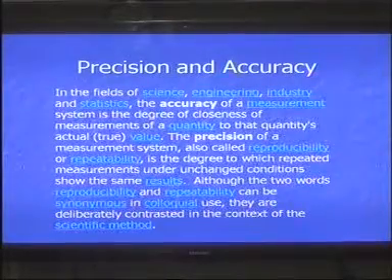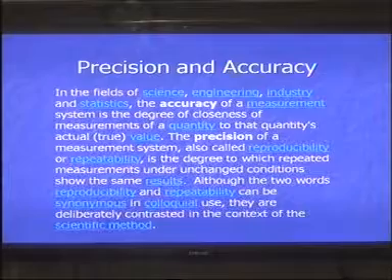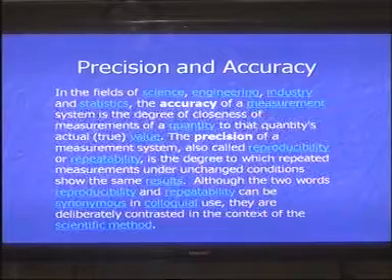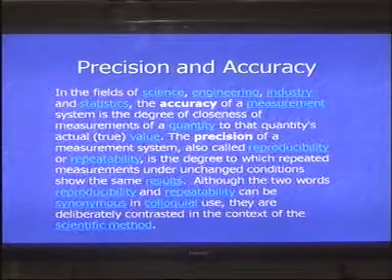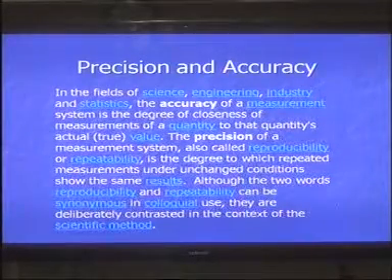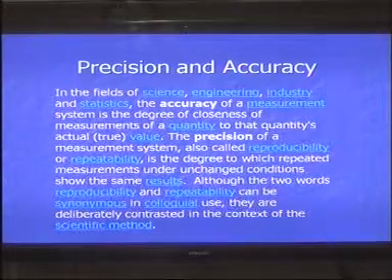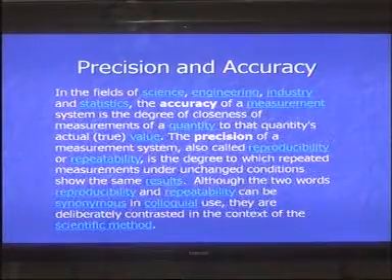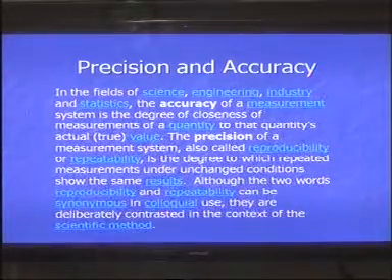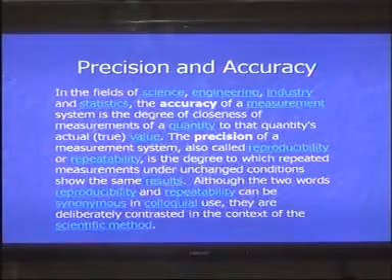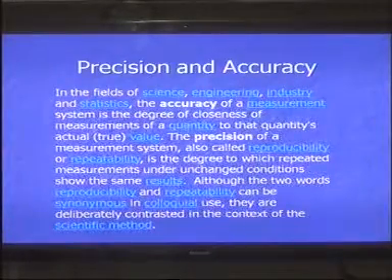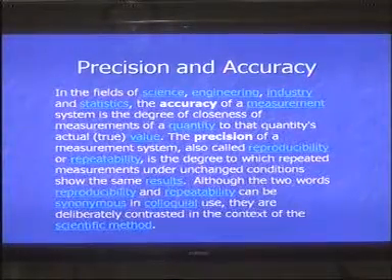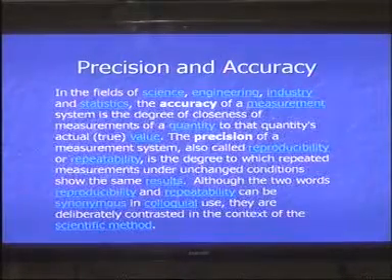What's the difference between precision and accuracy? In the field of science, engineering, industry, and statistics, the accuracy of a measurement system is the degree of closeness of the measurement of a quantity to that quantity's actual value. The precision of a measurement system, also called reproducibility or repeatability, is the degree to which repeated measurements under unchanged conditions show the same result. Although the two words reproducibility and repeatability can be synonymous in colloquial use, they are deliberately contrasted in the context of scientific methods.